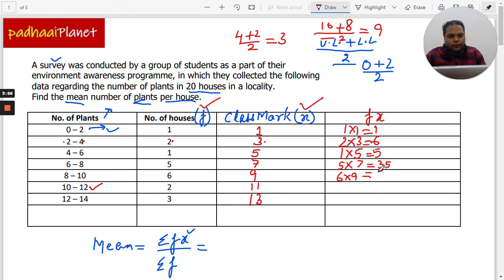That's 54. Okay, and then we can say 22, right? Because 2 multiplied by 11 is equal to 22. And then 3 multiplied by 13, that's 39. So we are now going to find out sigma fx. Sigma fx means the summation of all these. We are going to add all of these, and then we'll write sigma fx is equal to, right? So we will just find this out.